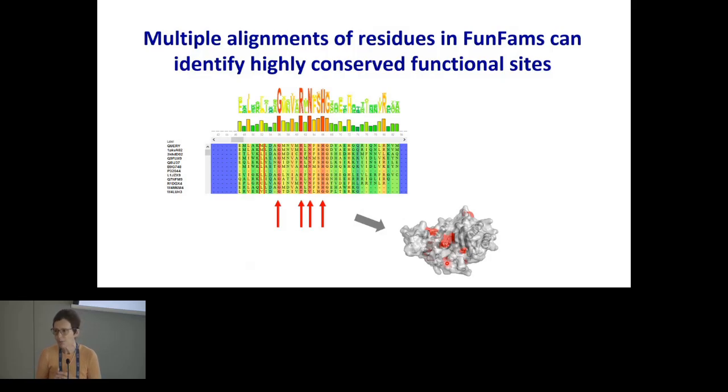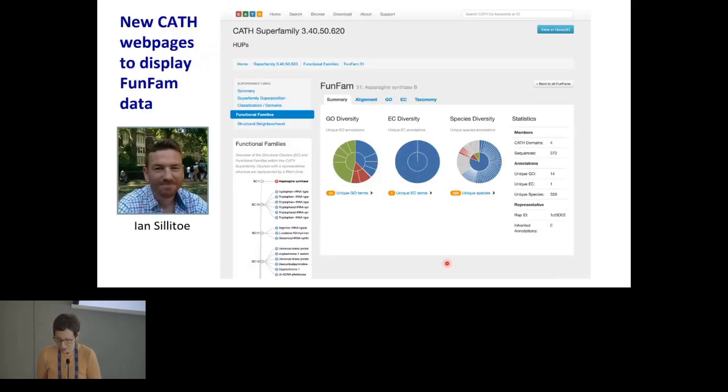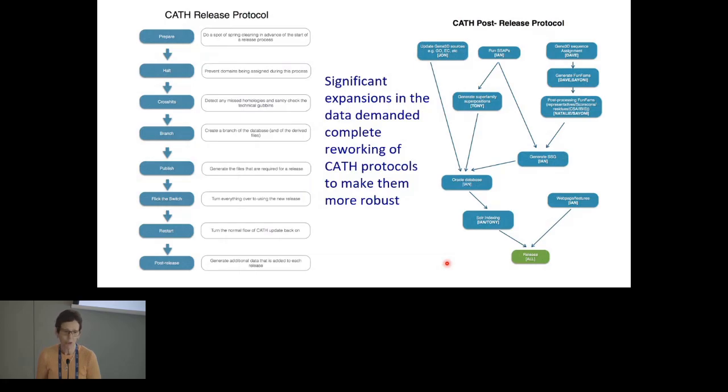But actually, if you combine the structure with evolutionary data, you start to see where the key pockets are, what the key residues are, what it could be binding. So this is why it's a major focus. And again, thanks to Ian, we needed a whole set of new web pages and a whole set of new workflows. Each time we bring in new data, we have to really rework everything we do.